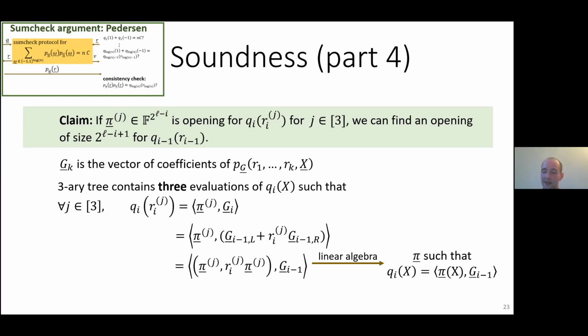Okay, so that's how the soundness of the sumcheck argument for Pedersen commitment works. Are there any questions about any of the details here, or how different parts of this would work?